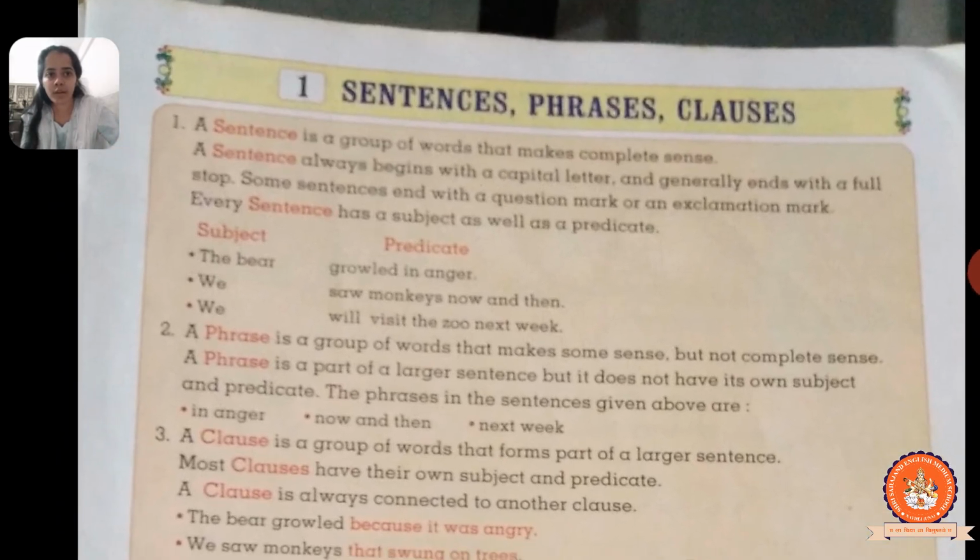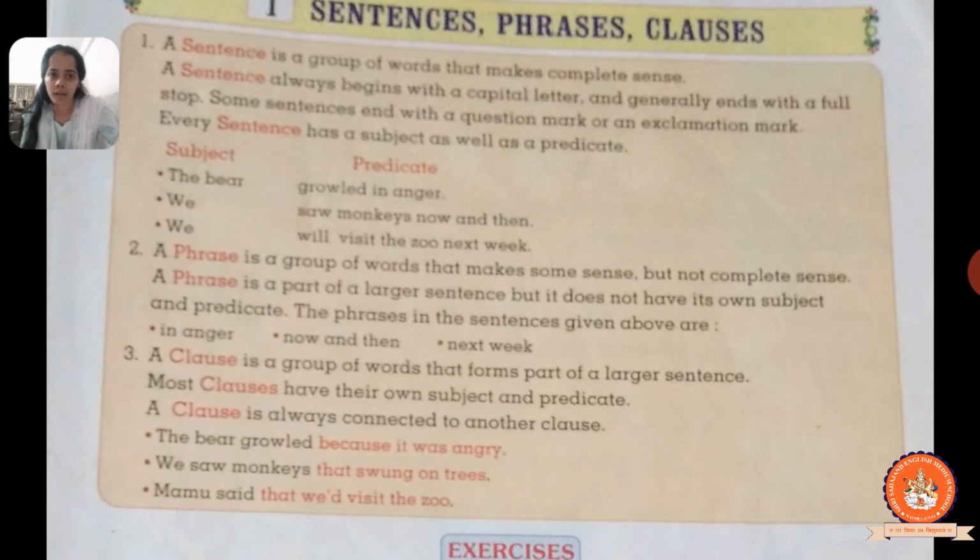Second one, we saw monkeys that swung on trees. We saw monkeys, so it is one clause, and that swung on trees is another clause. So here also both of the clauses are connected to each other. Third point, Mamu said that we would visit the zoo. Who said? Mamu said. But what did he say? He said that we would visit the zoo. So here also, Mamu said and that we would visit the zoo, both are clauses and they are connected to each other. So I hope you understood about these sentences, phrases and clauses.